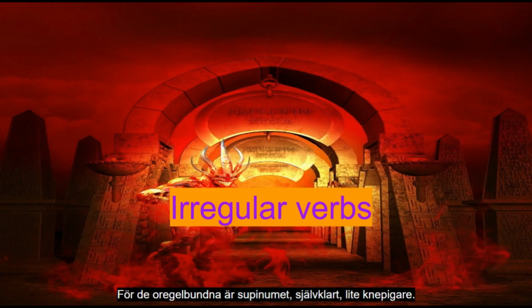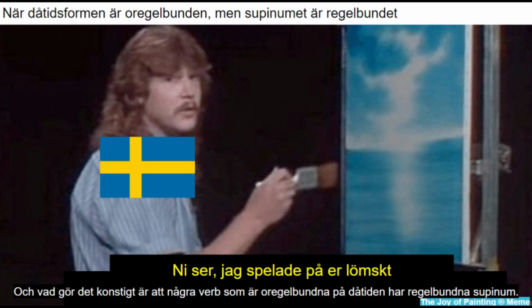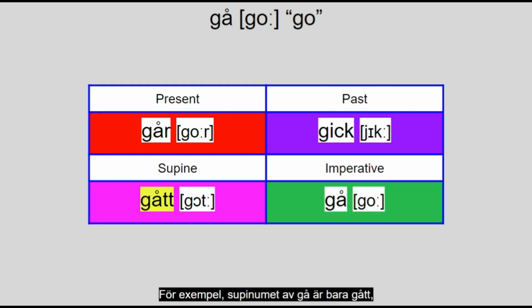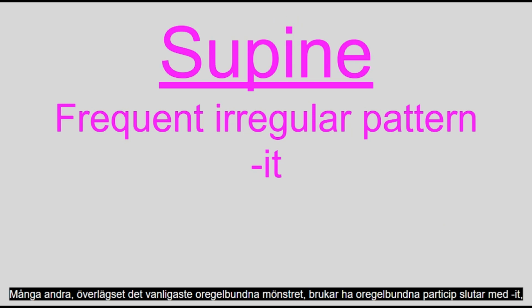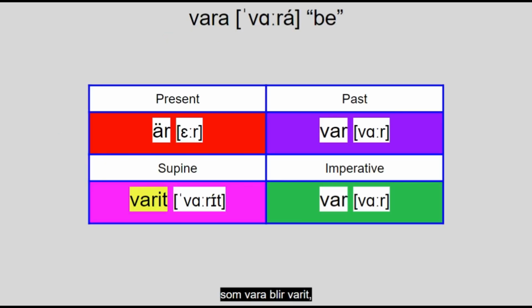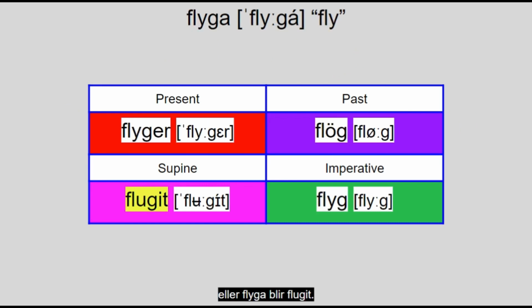For the irregulars, the supine is, of course, a bit trickier. And what makes it weird is that some verbs which are irregular in the past tense have regular supines. For example, the supine of gå is just gått, despite it being gick in the past tense. A lot of others, by far the most common irregular pattern, tend to have irregular participles ending with it, like vara becoming varit, or flyga becoming flygit.